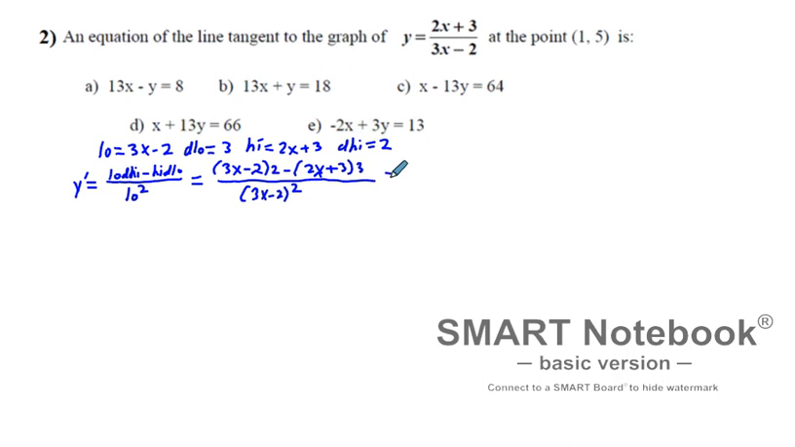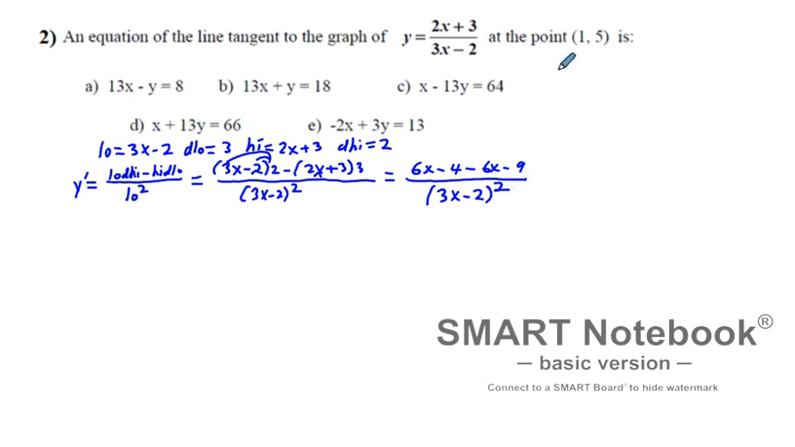And then we continue working to the right, and we can use our distributive property on this 2. So we get 6x minus 4, minus, and we're going to have 3 times 2x, that's minus 6x, minus 9, all over (3x minus 2) squared.